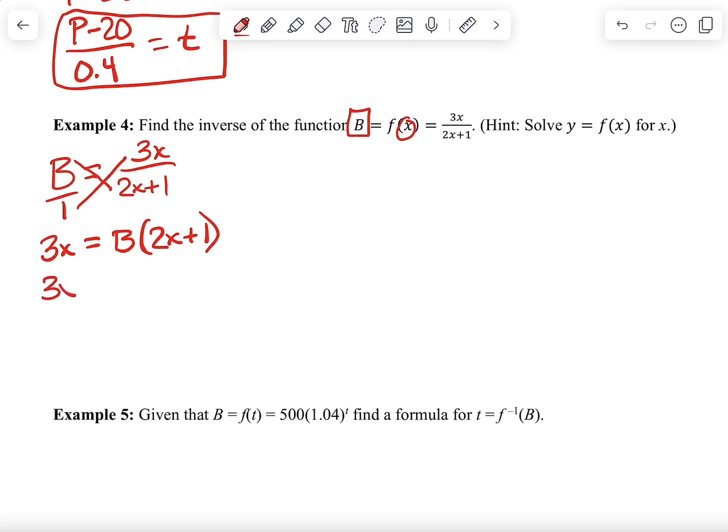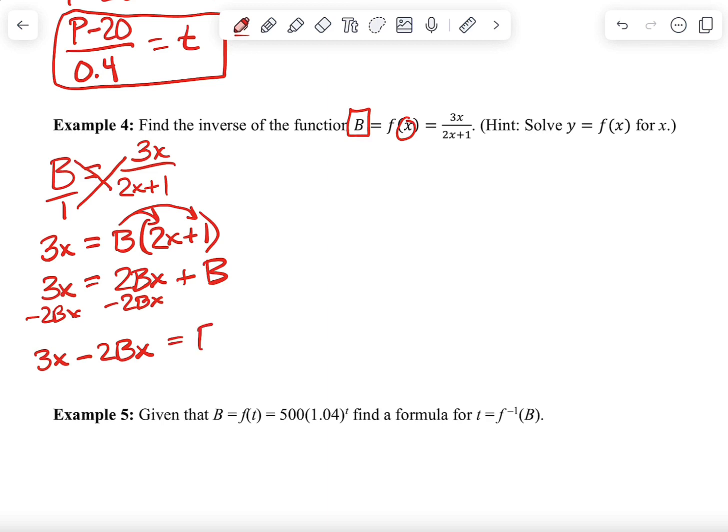But first, we have to distribute the b. So when you take b times 2x, that'll be 2bx plus b. All I'm doing is distributing over addition. And I get that. And now what I can do is I can subtract 2bx from both sides. When you subtract 2bx from both sides, you now have accomplished getting x on the same side of the problem. Now, it's in two different terms, but we can fix that.